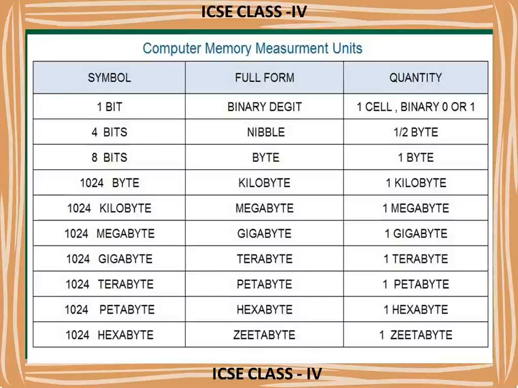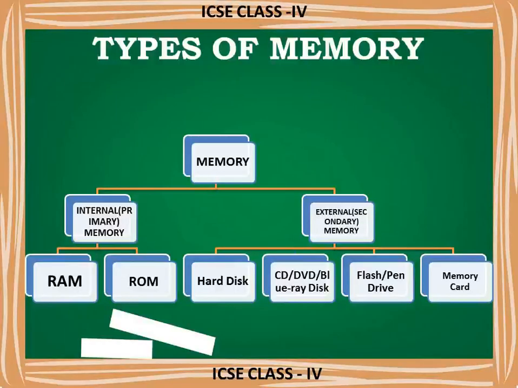1024 GB means 1024 gigabytes is equal to 1 terabyte. 1024 terabytes is equal to 1 petabyte. 1024 petabytes is equal to 1 exabyte, and 1024 exabytes is equal to 1 zettabyte. So these are the units, and these are the symbols, full forms and quantities given in this table. Okay, so you can refer. Once you go through this table, you will understand.